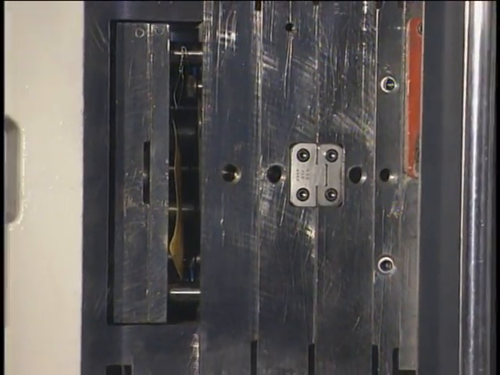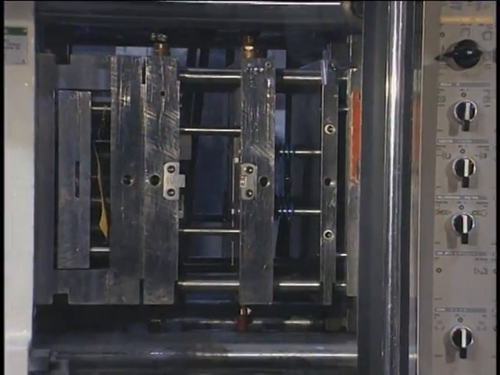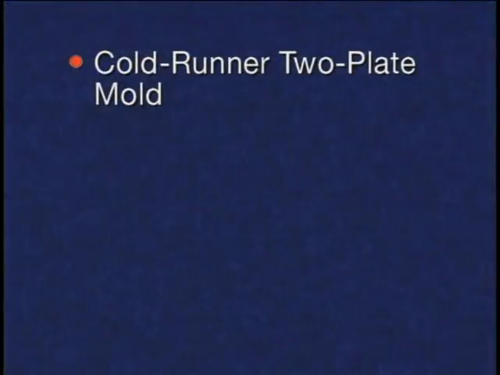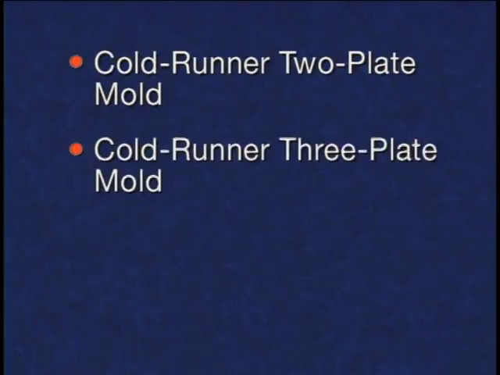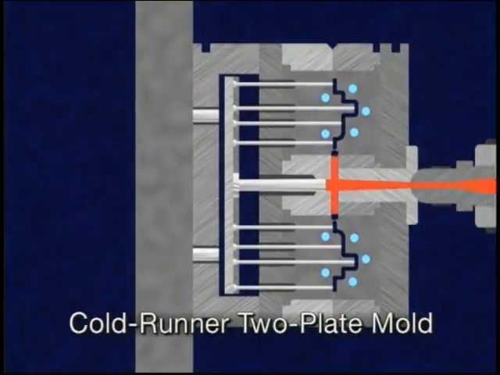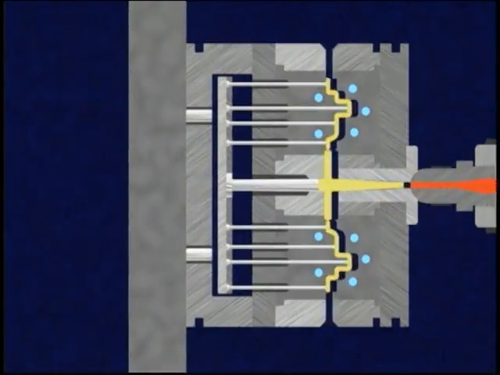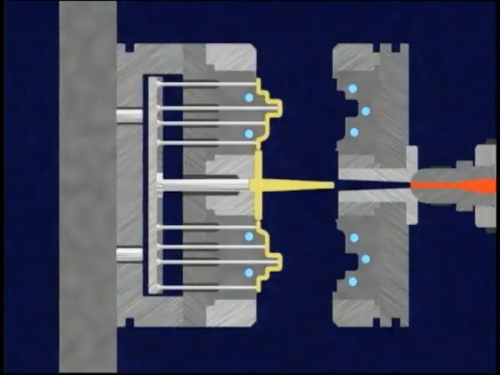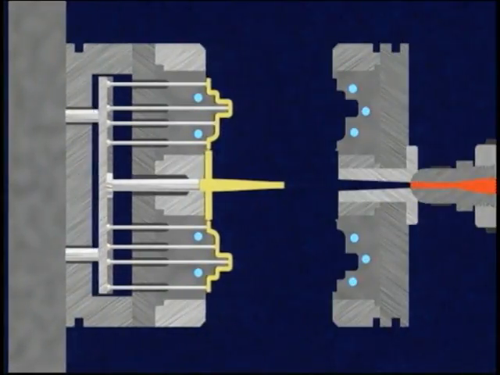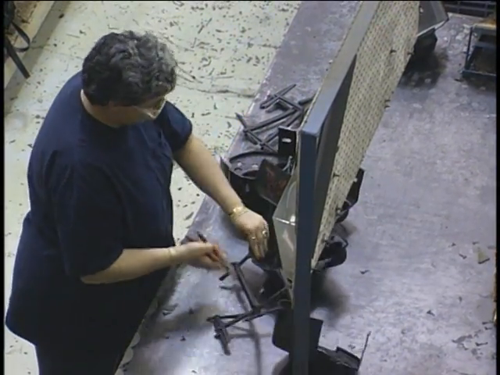Over time, many different mold designs have been developed that meet specific injection molding requirements. These mold designs include the Cold Runner 2-plate mold, the Cold Runner 3-plate mold, the Hot Runner mold, and the Insulated Runner mold. The Cold Runner 2-plate mold consists of 2 plates with the mold cavity and core mounted on them. The Cold Runner system molds the sprue, runners, and gate along with the parts. After ejection, the parts are separated and the rest reground.